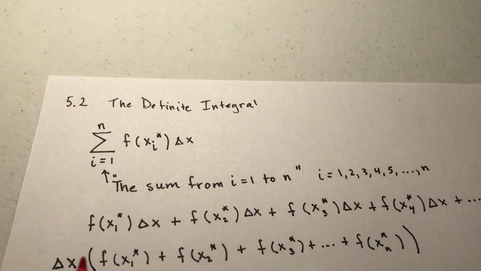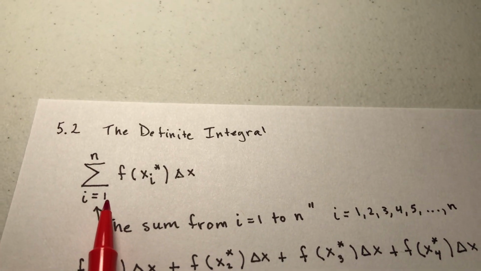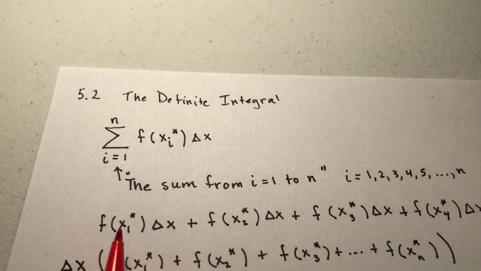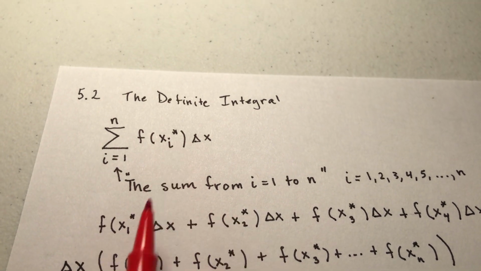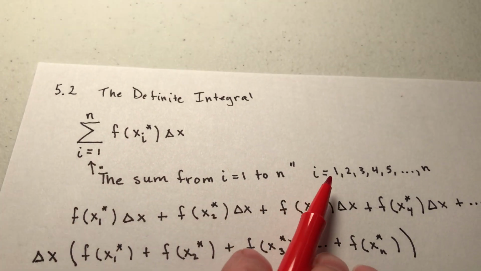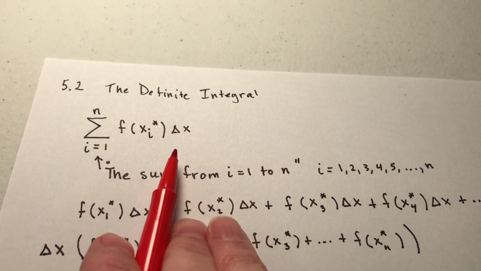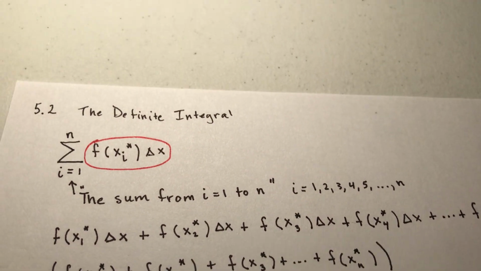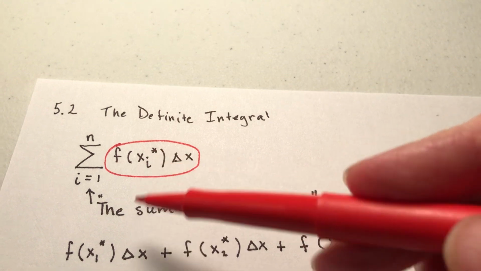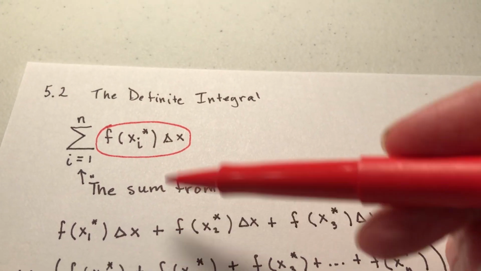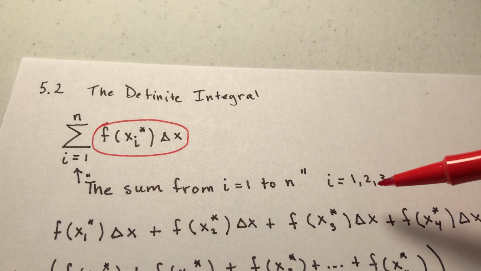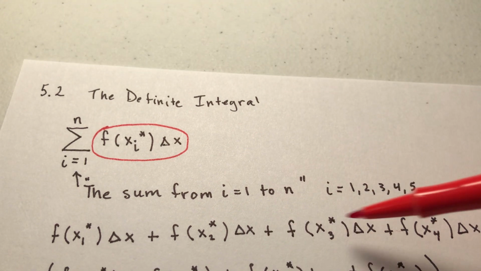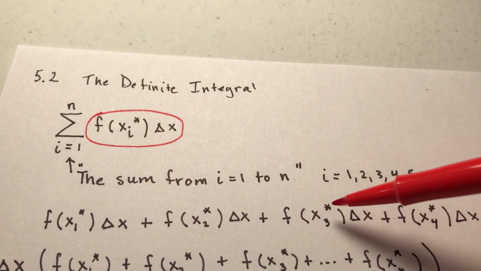And I thought I would write this out for you. So if I put 1 in here, only i is being substituted. That gives me f of x sub 1 star, delta x. Then I'm going to plug a 2 in. So this right here is what I'm substituting my i in for. Now the sum says I add the next one with i equals 2 in it. So that's f of x sub 2 star delta x plus, and then put a 3 in there, f of x sub 3 star delta x.